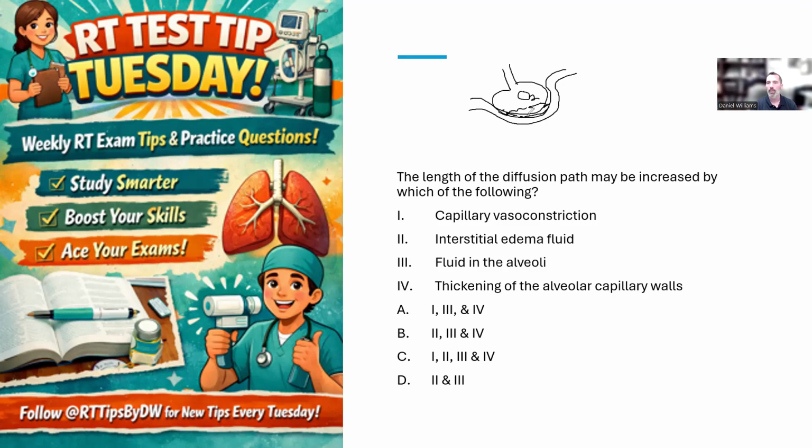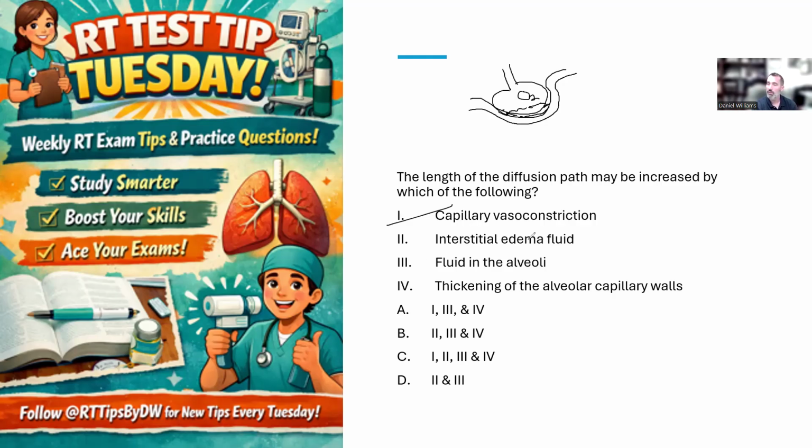So we're talking about the diffusion length, what might increase it. So if we look at capillary vasoconstriction, that's the contraction of those capillaries, and they basically close down, they squeeze down. That in and of itself is not going to be directly involved with diffusion path length. So I'm going to mark that out as an answer choice.